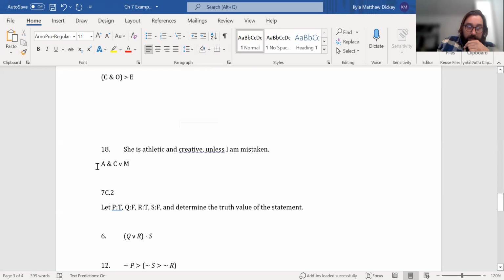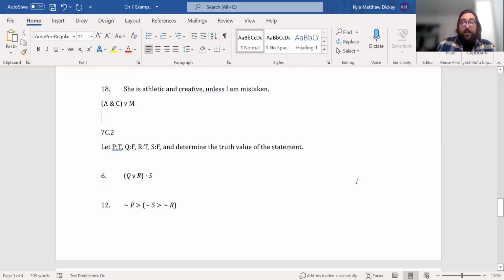Okay, well, now we're stuck again. We've got these three things. Which ones are going to get grouped together? Well, it's supposed to be both of these. It's either she's athletic and creative, or I'm mistaken, right? And you can sometimes tell with the comma where the main operator is going to go, because that's the main point of the sentence. So the main operator is here, the or. That's going to be the last thing that we want to compute for the truth value of the sentence. So that means we need to do A and C first, and so we need to put those in parentheses.